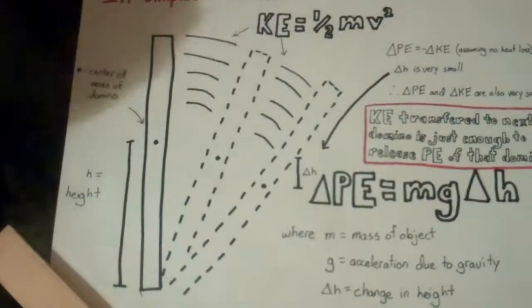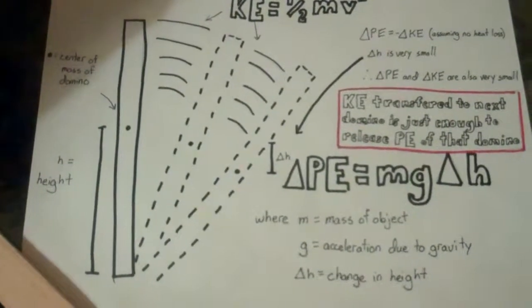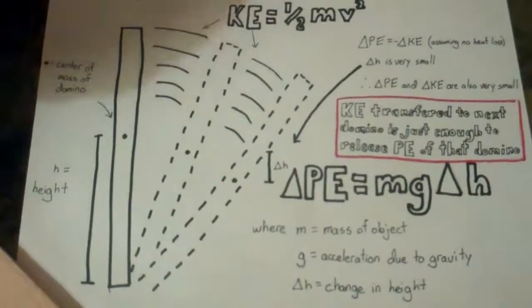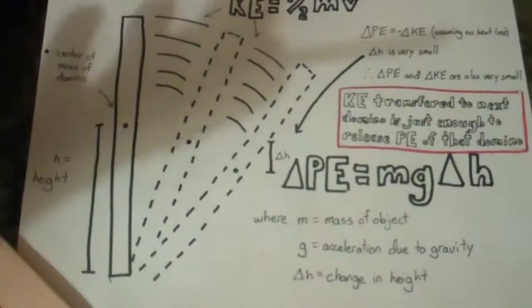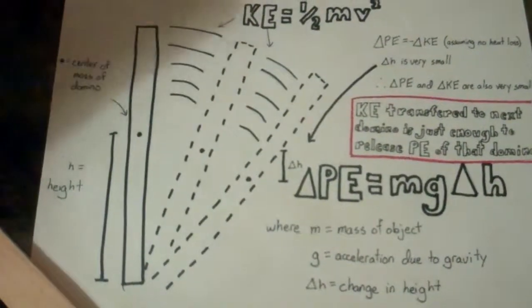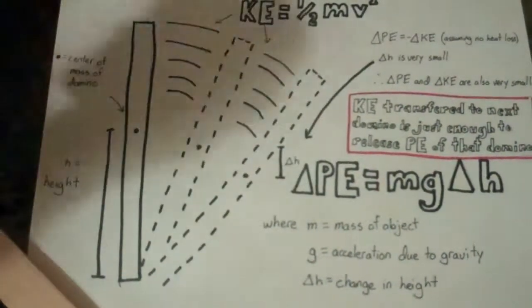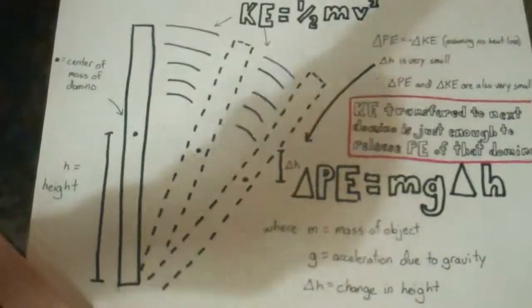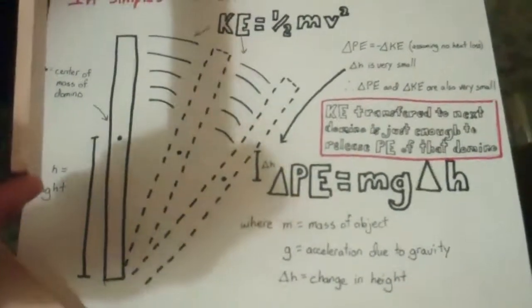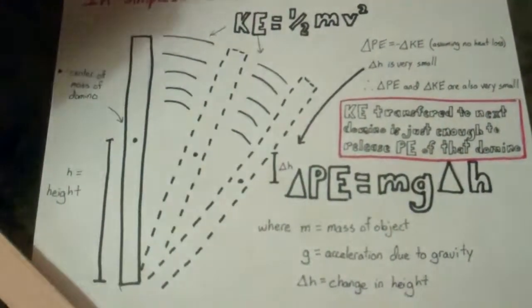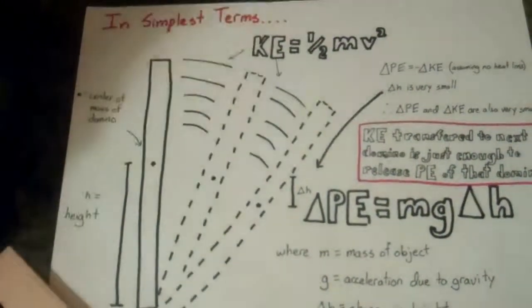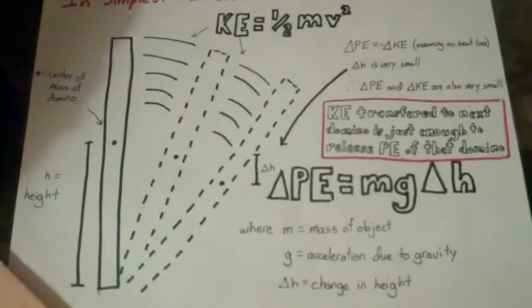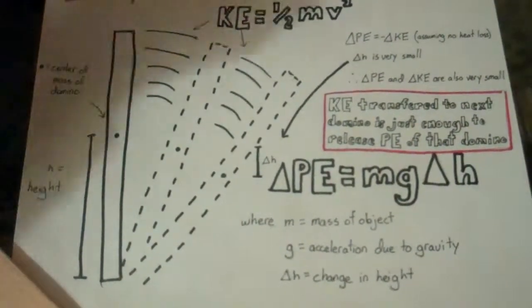When this change in potential energy occurs, due to the law of conservation of energy, this potential energy must go somewhere. It must be converted into some other form of energy. And so it is transformed into kinetic energy. As it falls, it gains speed according to this equation right here: kinetic energy is 1/2 the mass times the velocity squared.